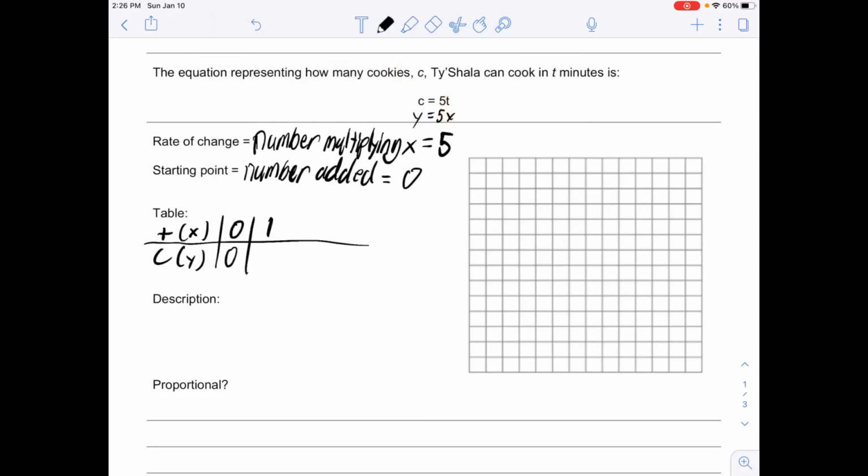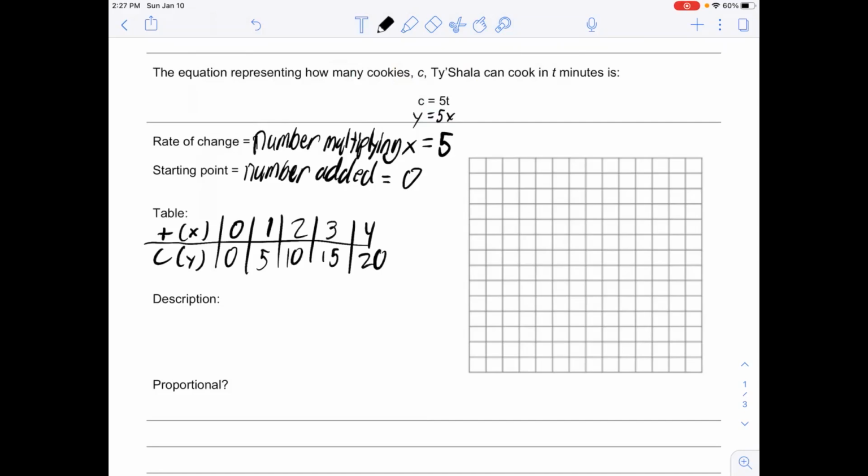5 times 1, that just gives us 5. 5 times 2 is 10. 5 times 3 is 15. 5 times 4 is 20. So we can see here that each of these fits the formula C equals 5T. Each of our T's is being multiplied by 5 to get our C, or our X and our Y.